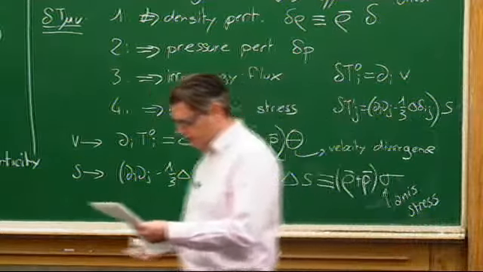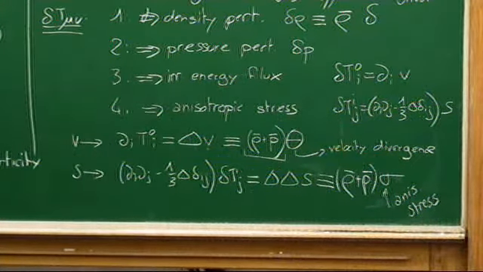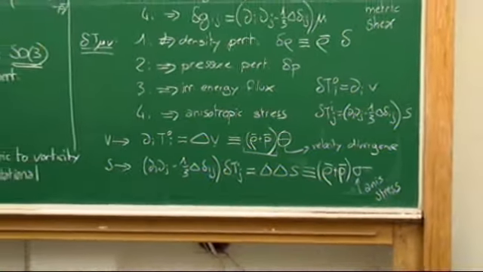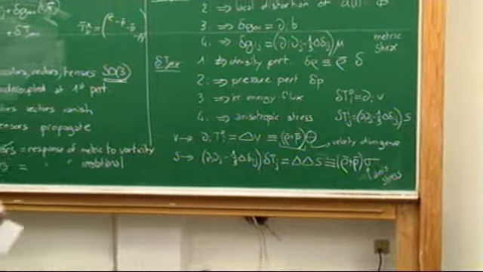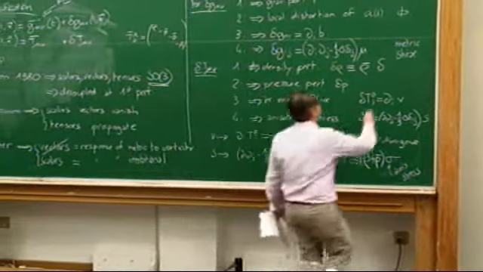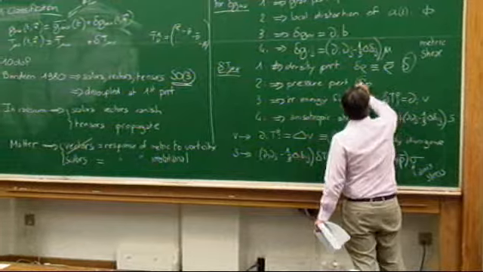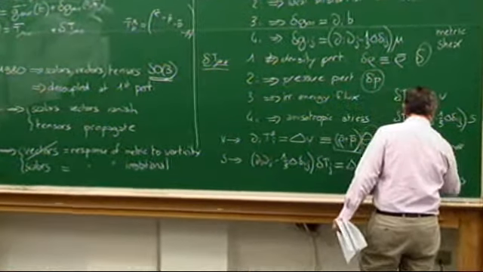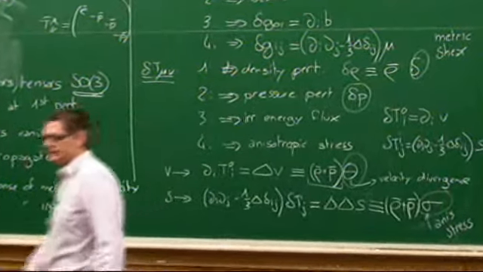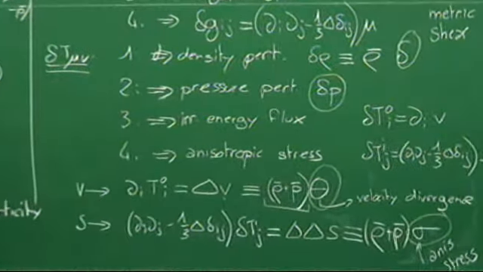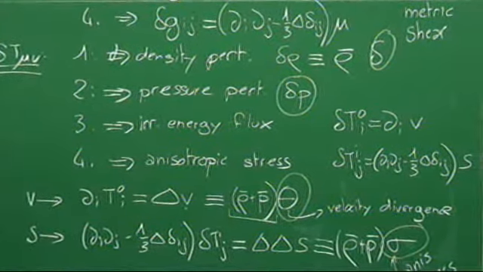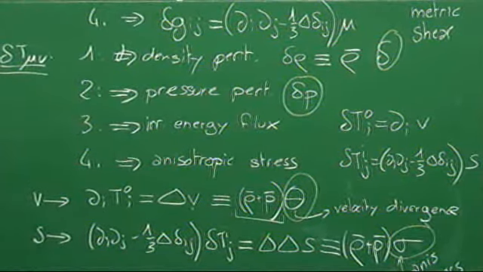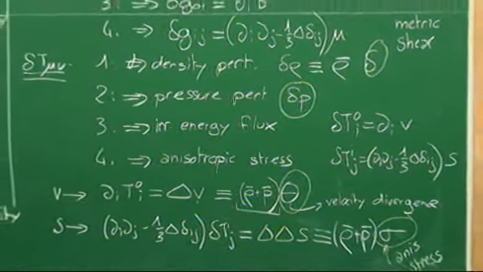Okay, this was pure formalism. Now we have four variables describing the perturbation of delta T mu nu: delta, delta P, theta, and sigma. And they are all dimensionless except for delta P. That's all for this formal part. Do you have any questions?